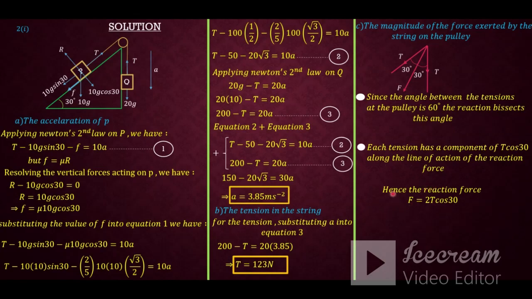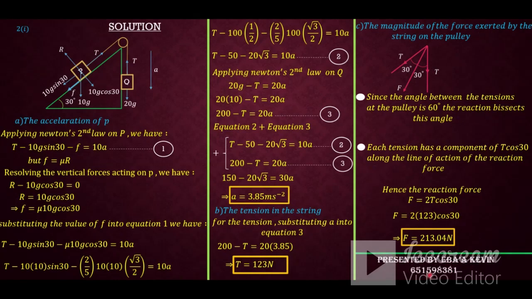Hence the reaction force F is equal to 2 times the tension times cos 30 degrees. You know that the tension is 123. So substituting the value of the tension, we obtain F equals 2 times 123 times cos 30 degrees. From this we obtain the value of F, the force exerted by the string on the pulley, to be 213.04 newtons, which is the magnitude of the force exerted by the string on the pulley.